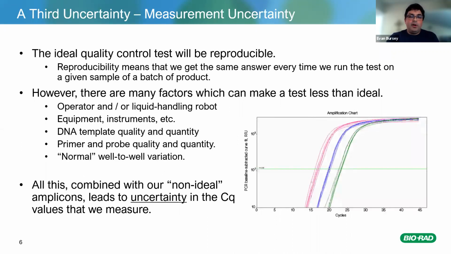But there's a third kind of uncertainty, and that has to do with measurement uncertainty. And we spend a ton of time thinking about this. So the ideal QC test is going to be reproducible. And in this context, what I mean by reproducibility is that if I take a sample from a batch and I run my QC test on it over and over and over again, I want to get the same answer every time.